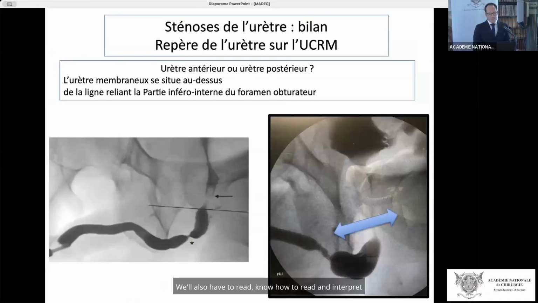We'll also have to know how to read and interpret these VCUGs, because even when radiologists still have their protocols for performing them, they have quite regularly lost the methods of interpretation. On the VCUG, we can indeed know if we are more on the anterior urethra or on the posterior urethra. Particularly here, we can clearly see the sphincteric imprint. So we know that this stenosis is at the level of the bulbar urethra. Similarly here, we have a stenosis at the level of the bulbar or penobulbar urethra.